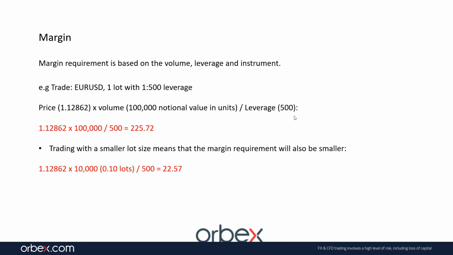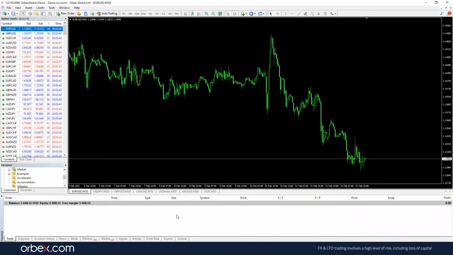And we divide it by the leverage. My demo account that I'm going to show you in a minute is based on 500 leverage, so it'll be a bit easier to understand. So we've got the price times the notional value divided by 500, the leverage, and this will be the margin requirement for one lot of EUR/USD. If we're trading with a smaller lot size, the margin requirement will also be smaller. If we're trading with a mini lot, which is 0.10 up to 0.99, we'll use 10,000 times the price and divide by the leverage, so it will be even smaller. Let's bring that up on my MetaTrader 4 demo account with Orbex.